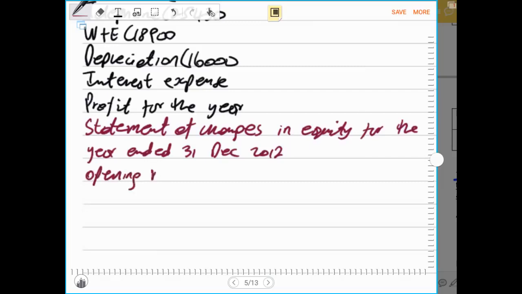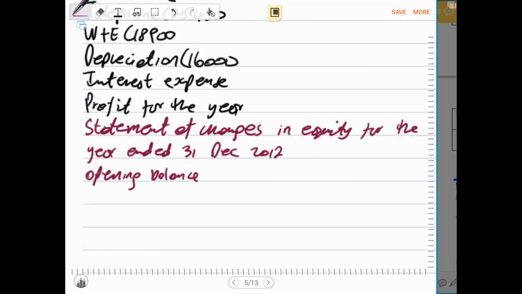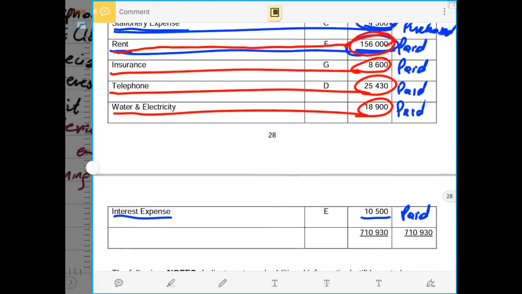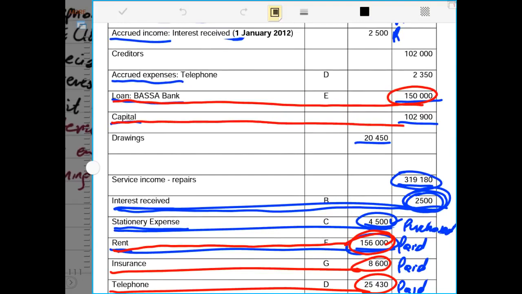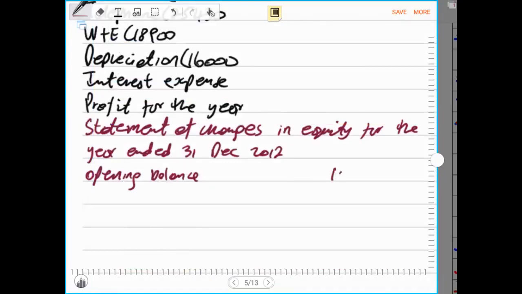This statement starts with the opening balance if there is an opening balance, which will be the capital. I think we did have a capital, and our capital opening balance was 102,900, and we record that as an opening balance, 102,900. Then after, we record capital contributions, and there was no capital contribution during the current year, that was not recorded.